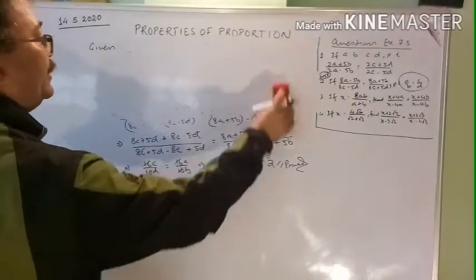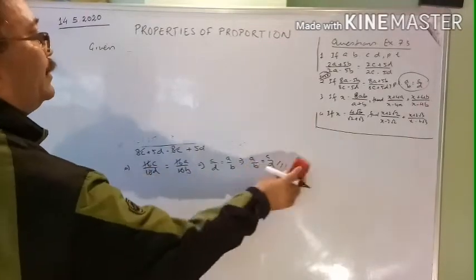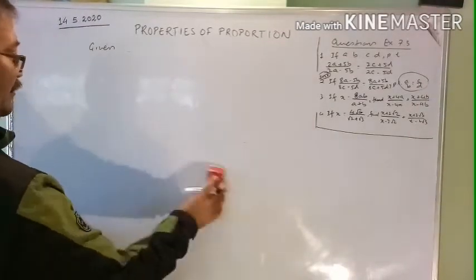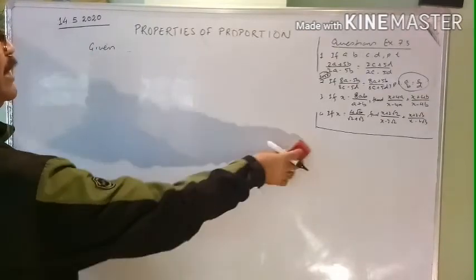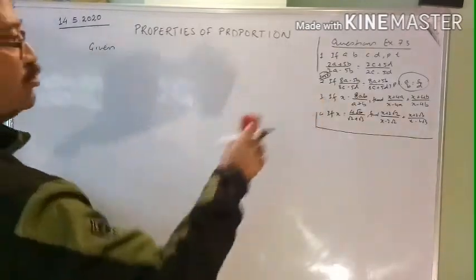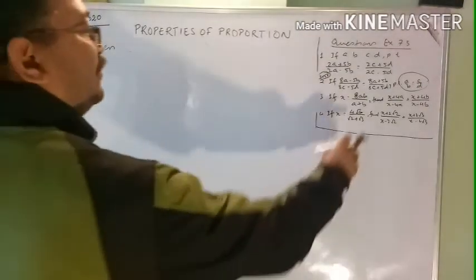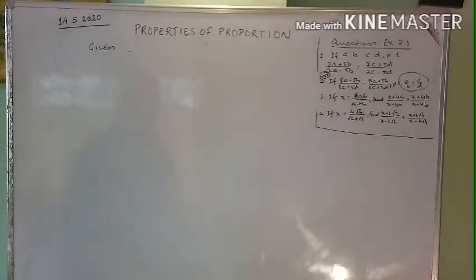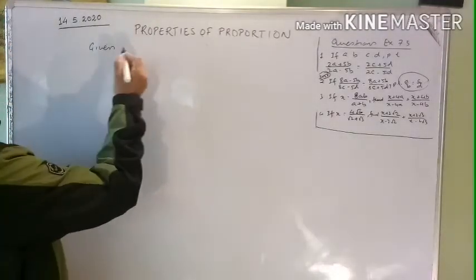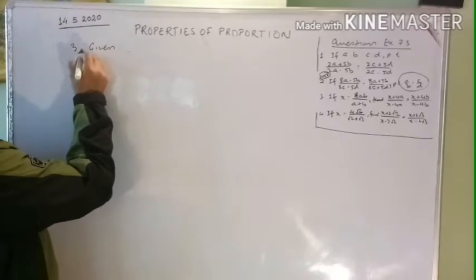Question number 3. Now here the value of x is given. If x is 8ab upon a plus b, we have to find the value of x plus 4a by x minus 4a plus x plus 4b upon x minus 4b. It's not a proving question, we have to find the value. So here, question number 3.